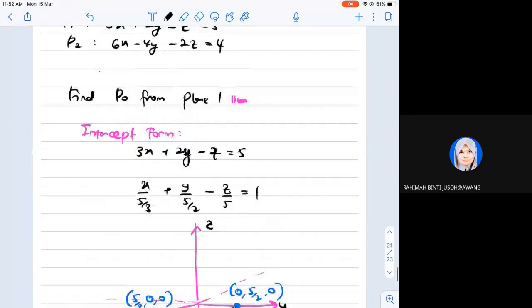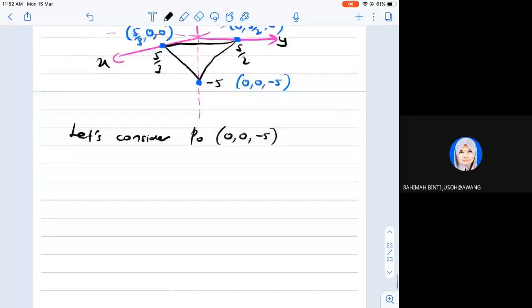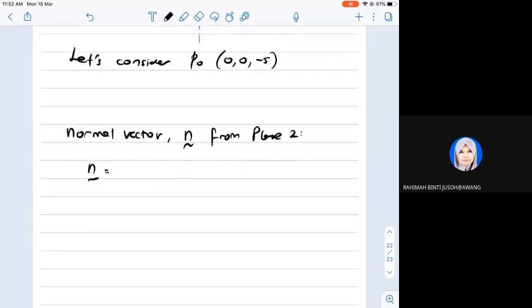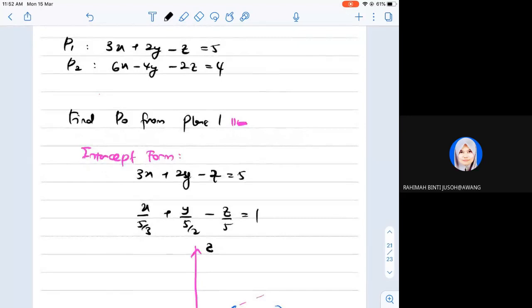P0, cari normal vector. Okay, normal vector from P2, plane 2, kita ada apa? Equals to apa kita punya normal vector kalau kita ambil daripada plane 2?